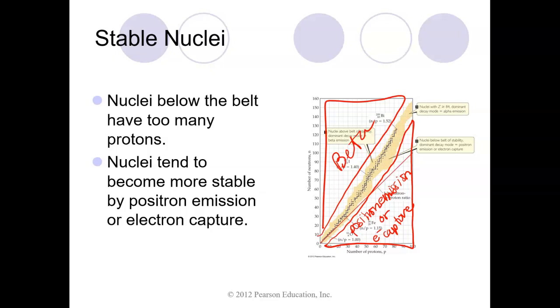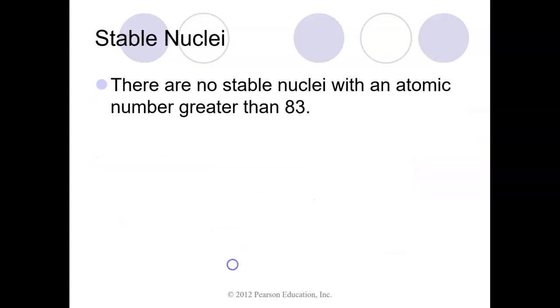That was the very first one we talked about. But we figured out how to determine if something is beta or positron emission or electron capture. And again, we're not going to worry about gamma, because gamma is not related to protons and neutrons.